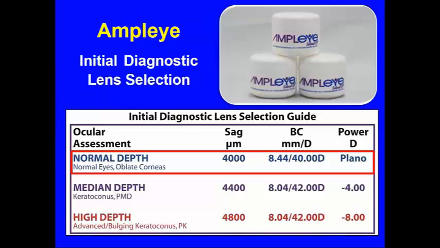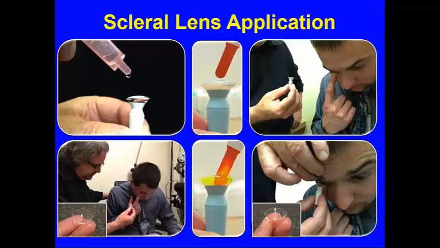Let's do a diagnostic fitting. We see here a patient who has come into the practice with filamentary keratitis. Now, we anticipate that the underlying corneal shape is going to be fairly normal. This is a non-ectatic cornea, it's a non-surgical cornea, so the underlying corneal topography is anticipated to be normal. So for this normal shaped eye, we would go to our normal depth diagnostic lens, which is the 4000 sag height lens. That lens is cleaned and prepared and ready to insert onto the eye.